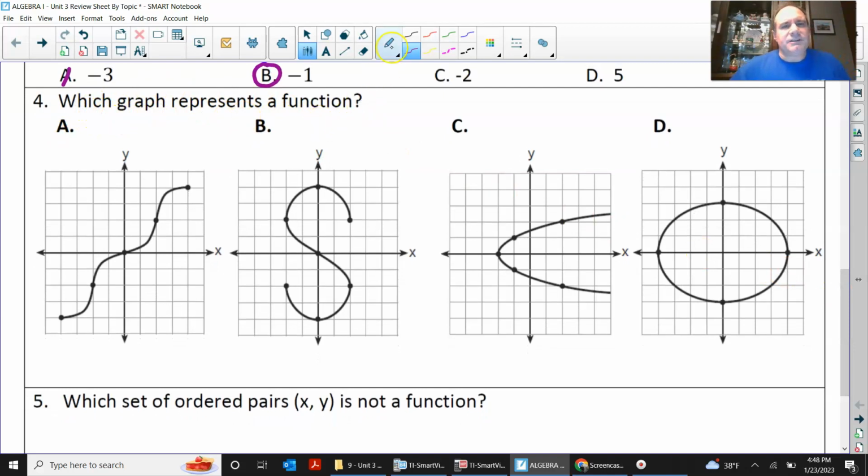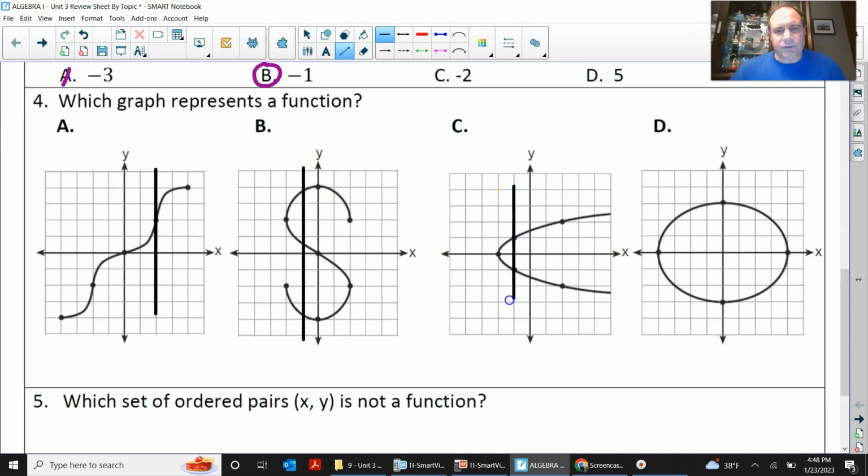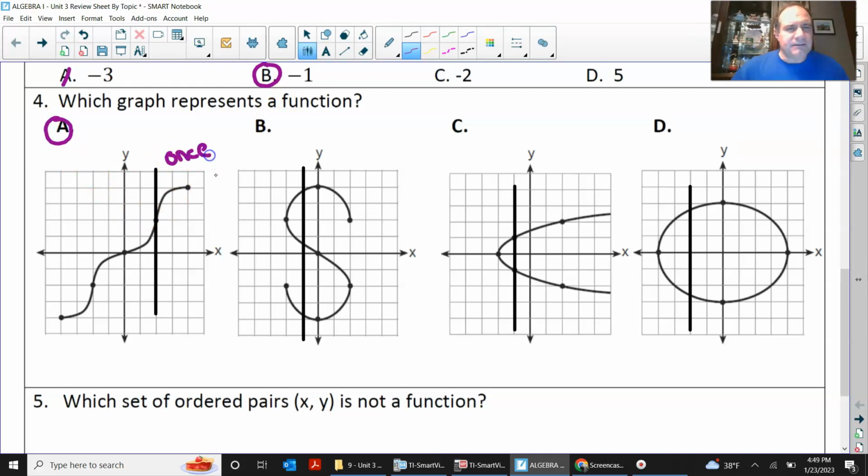Which graph represents a function? Just remember, anytime that you have a graph and they're asking you if it represents a function, you're drawing your vertical line test. Anytime the vertical line goes through 2 or more times, it is not a function. So I just drew 4 vertical lines. The only one that goes through once is the function, and it's A.